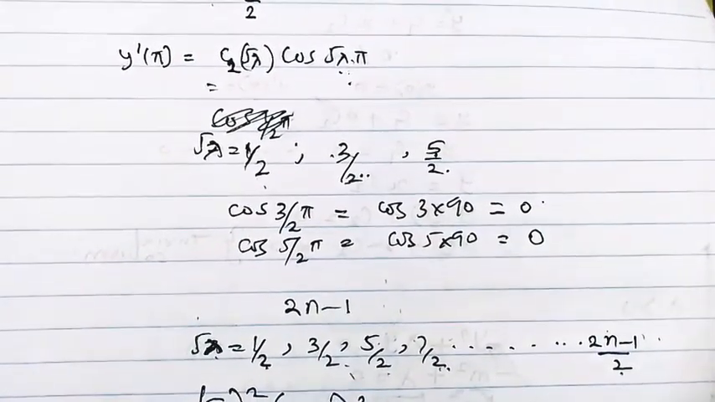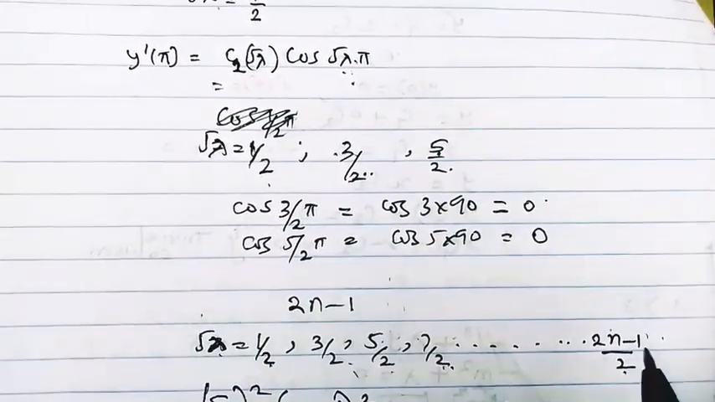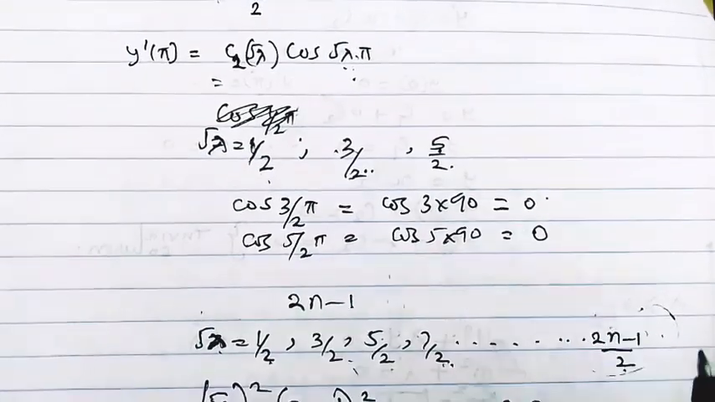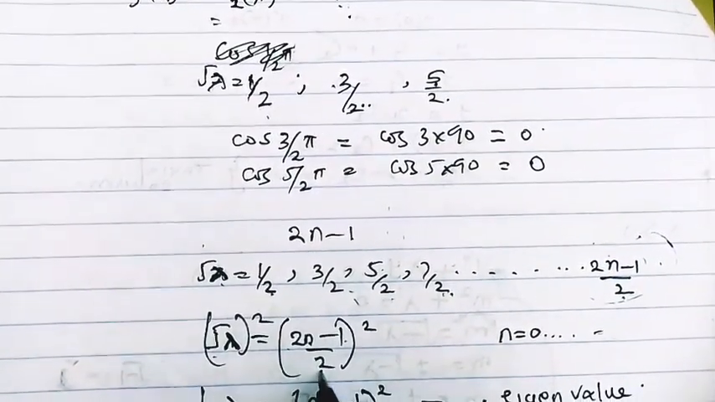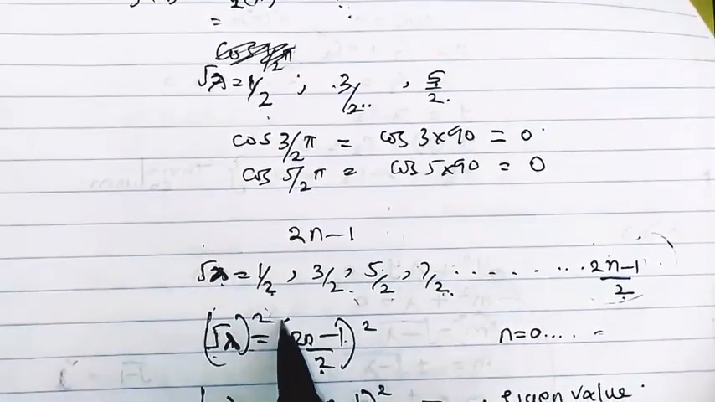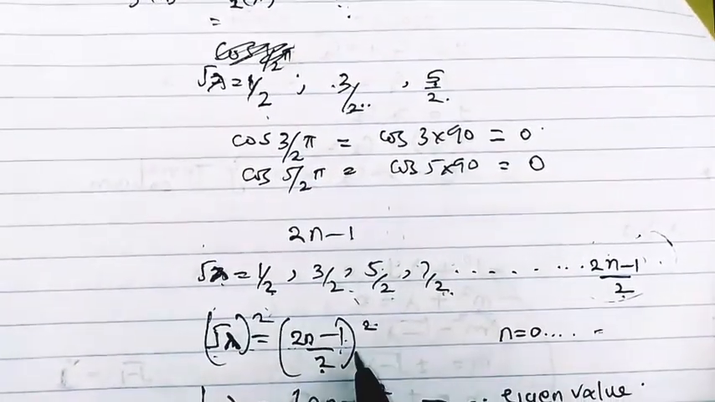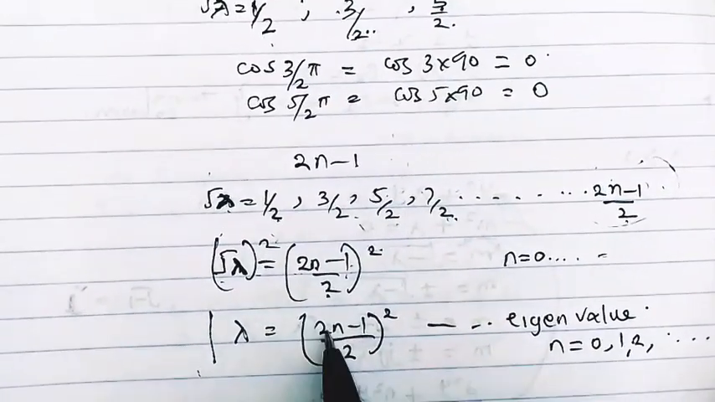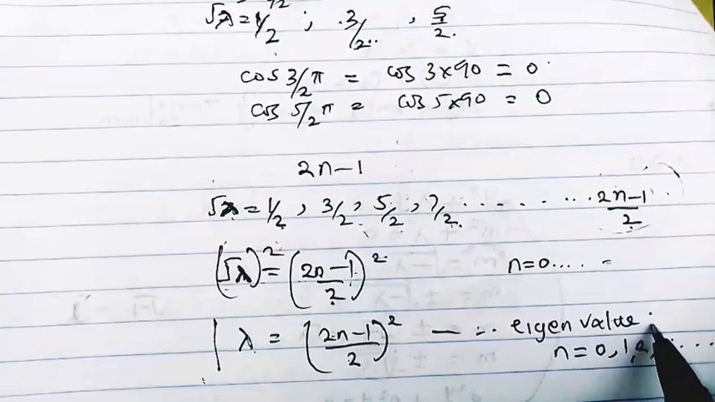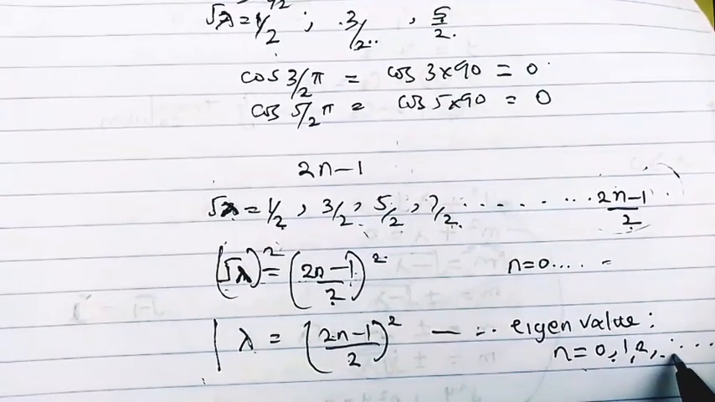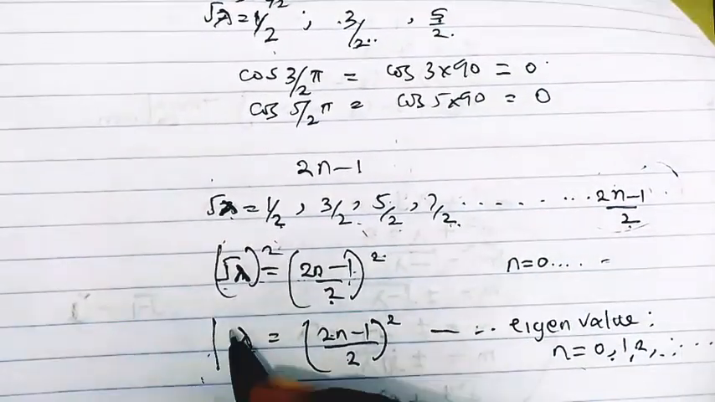But since it's giving me an infinite series, let me just represent it in the general form. So root lambda was equal to 2n minus 1 over 2. Then squaring both sides, I have lambda equal to 2n minus 1 over 2, all squared. This is my eigenvalue for when n is equal to 0, 1, 2, 3, and so forth. So I've gotten my eigenvalue.